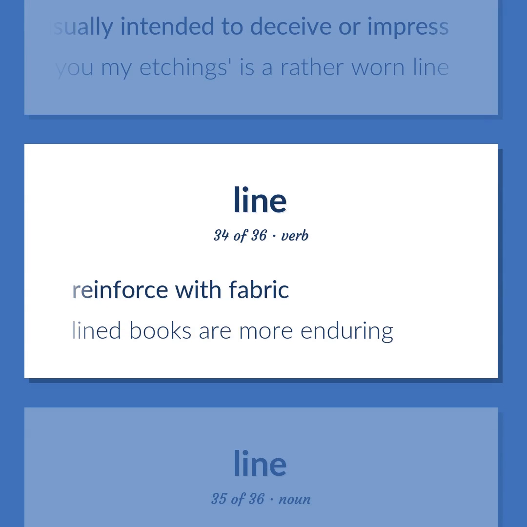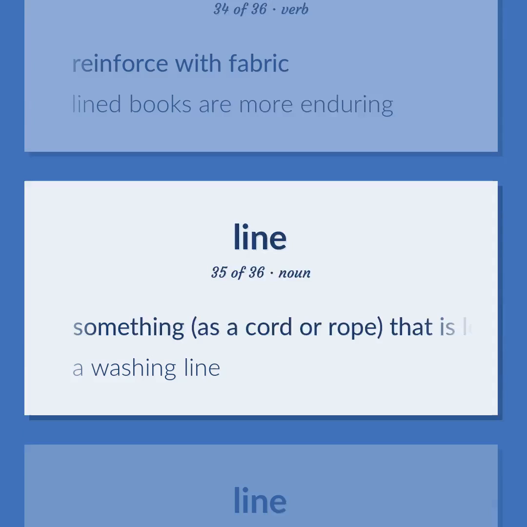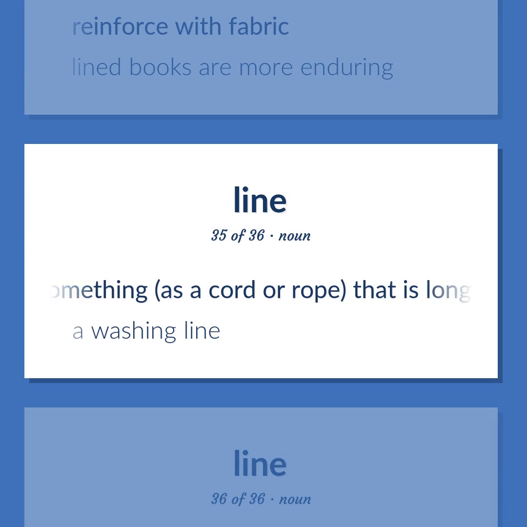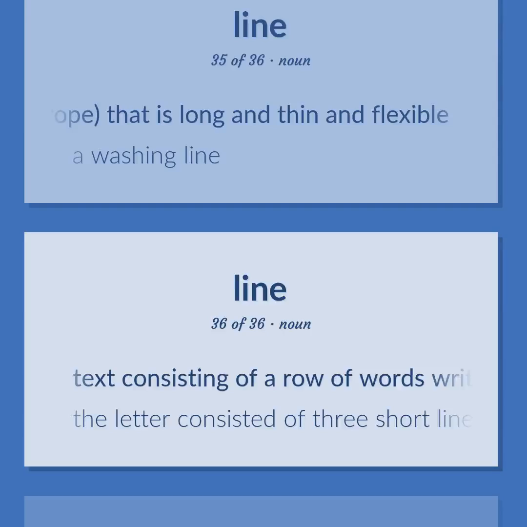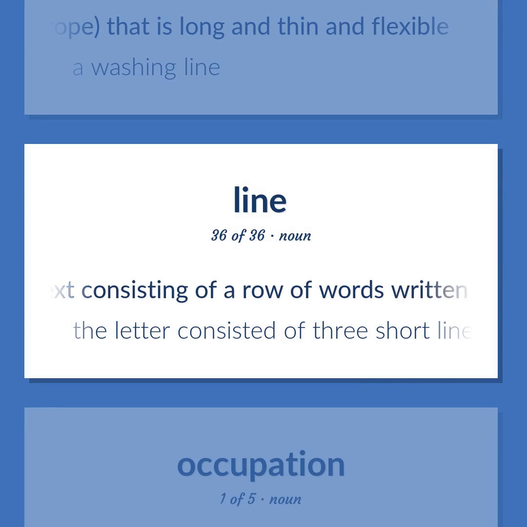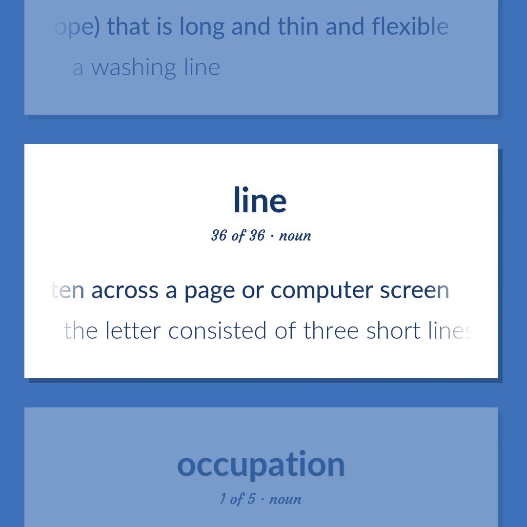Reinforce with fabric. Lined books are more enduring. Something, as a cord or rope, that is long and thin and flexible. A washing line. Text consisting of a row of words written across a page or computer screen. The letter consisted of three short lines.